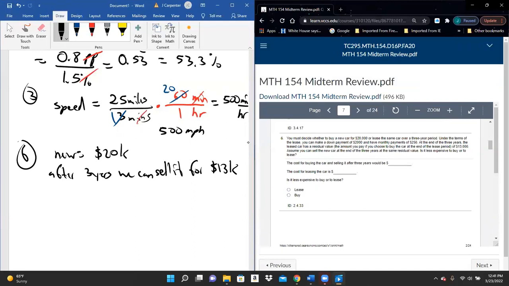Now, this assumes that you had the $20,000 to begin with. So you walk into the dealership holding 20K, fat stack, slap it on the table, you walk out with your Civic. And then 3 years later, just on Craigslist or on Facebook Marketplace or wherever, you don't take it back to the dealer because they're going to offer you way less for it. You sell it on your own and you get $13,000.